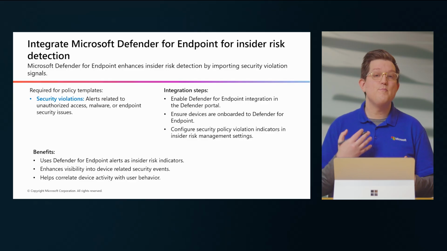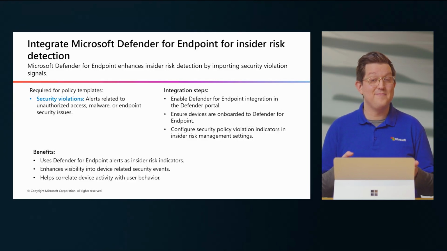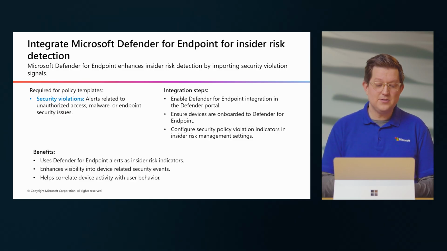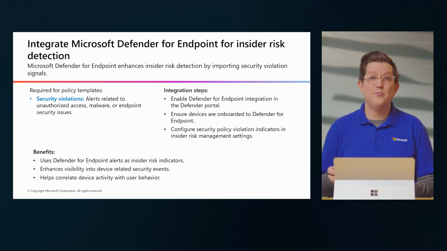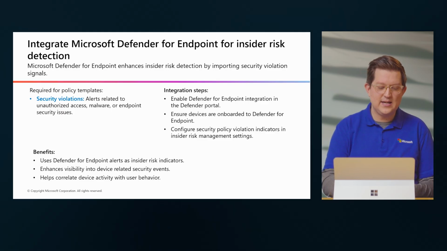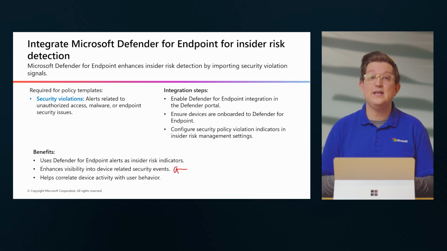If someone tries to mass print a large amount of information, we can actually use that as a signal to identify that someone is potentially doing something untoward. To enable this, really the only thing you need to do is enable Defender for Endpoint and turn the signals on. There are indicators available in IRM natively for use with Defender for Endpoint, and the integrations allow us to get essentially visibility directly into security device events.